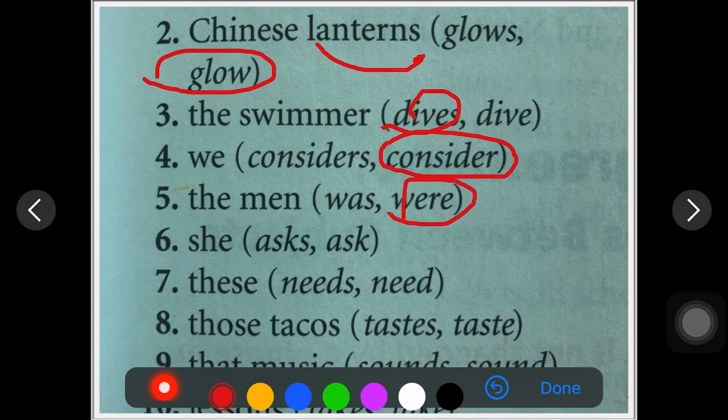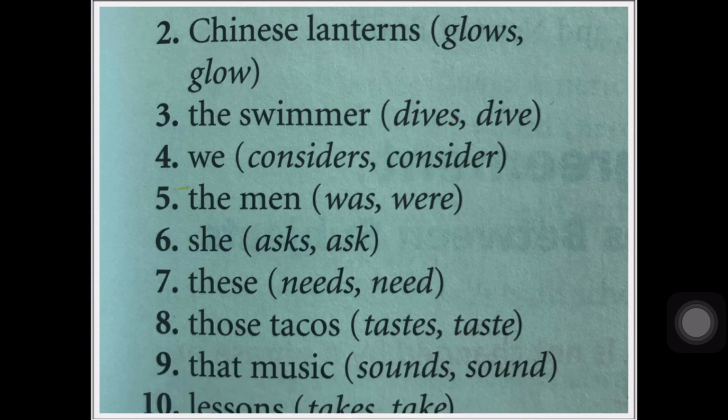She asks or ask. She is singular, so it's going to be asks. These need, because it's plural. Those tacos taste, because it's also plural. The music sound or sounds. The music is singular, so it's going to be sounds. Lessons take or takes. It's going to be take because lessons ends in S, so it's a plural noun.